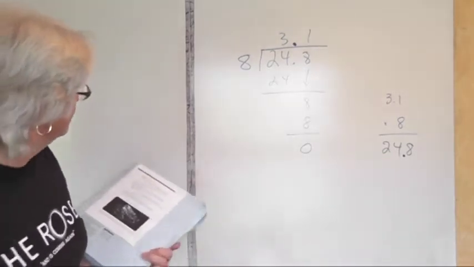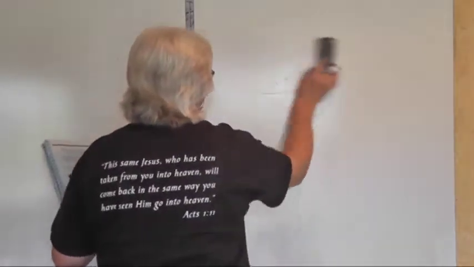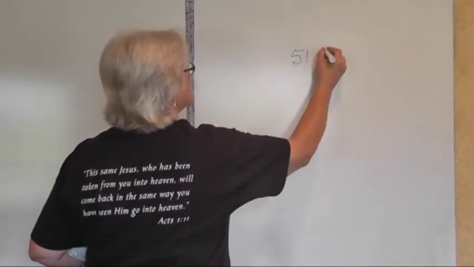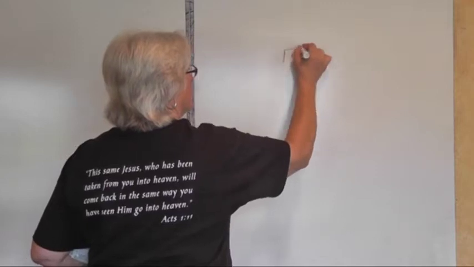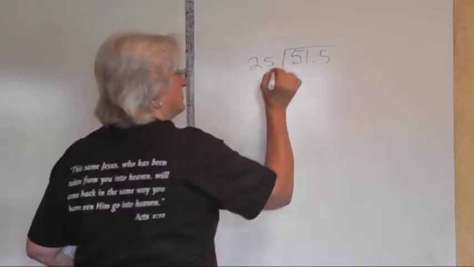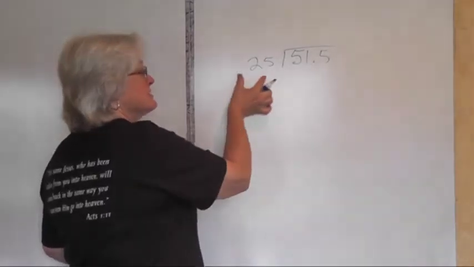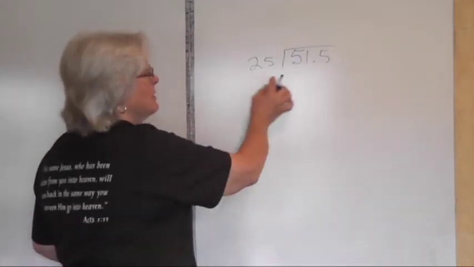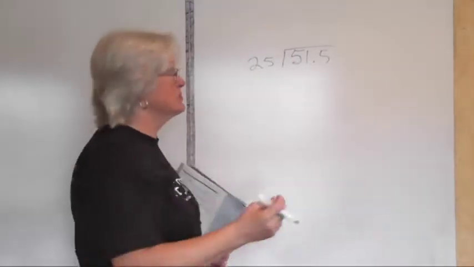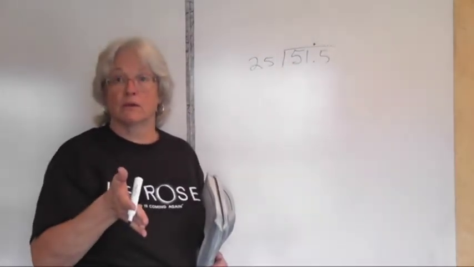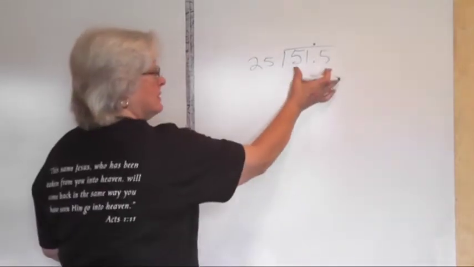So let's do another one. Let's divide 51.5 by 25. We're using 5/10 in decimal form, not in fractional form. 51.5 divided by 25. We're dividing by a whole number here, so the location of the decimal point does not change. You simply locate that decimal point in the same place in the answer as it was in the beginning problem.